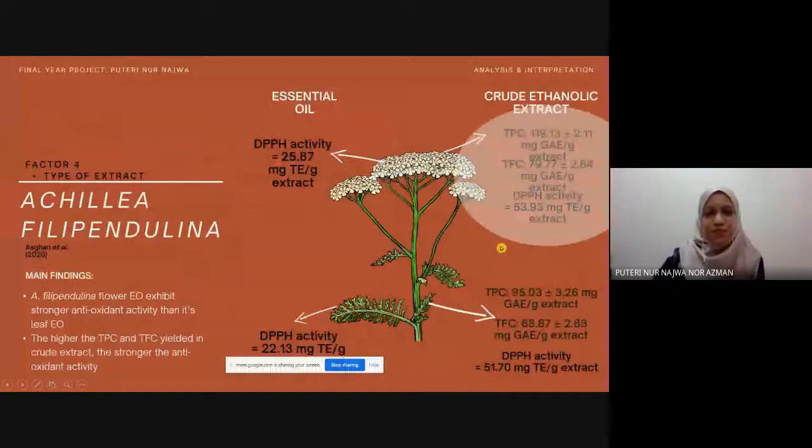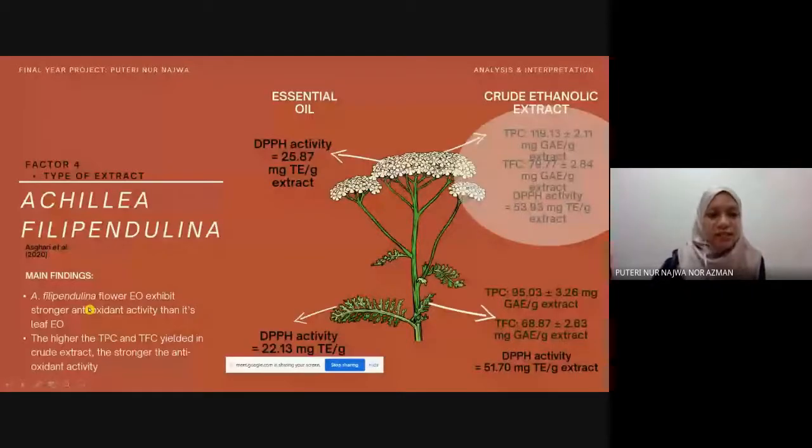Factor number 4, which is type of extract. In most research, the two types of extract that are extracted are the crude extracts and the essential oil. For the first plant here, Achillea filipendulina, the main finding is the A. filipendulina flower essential oil exhibits stronger antioxidant activity than its leaf essential oil.